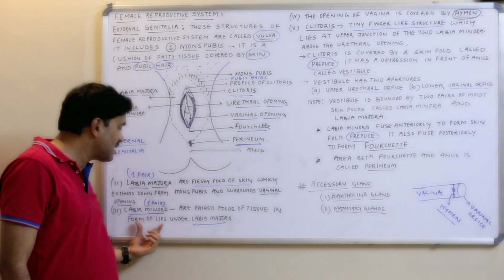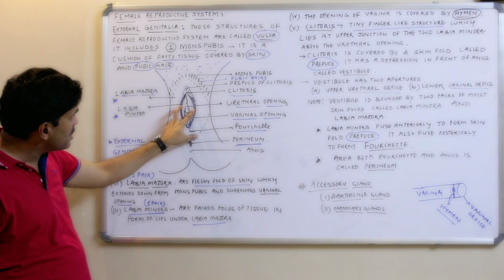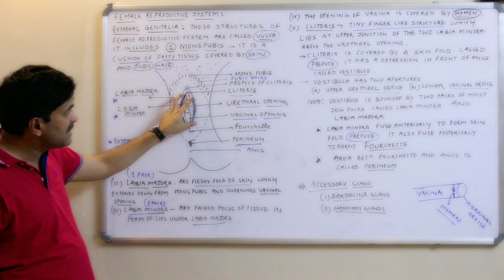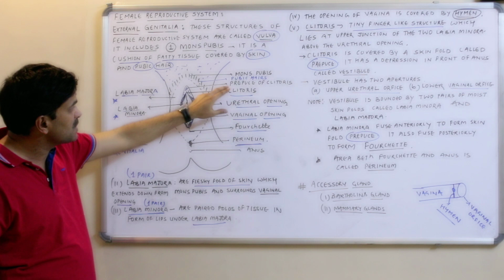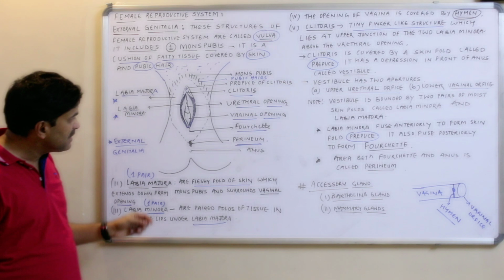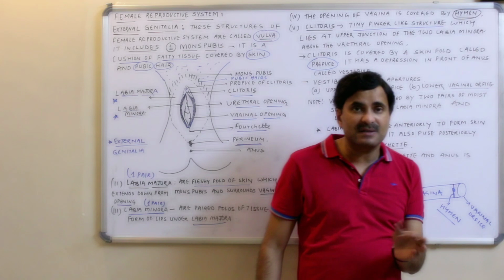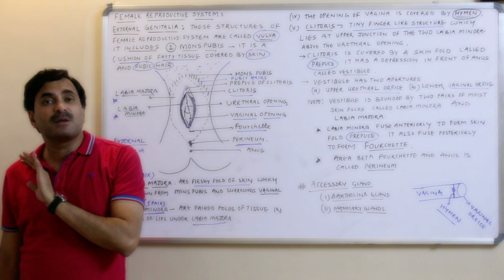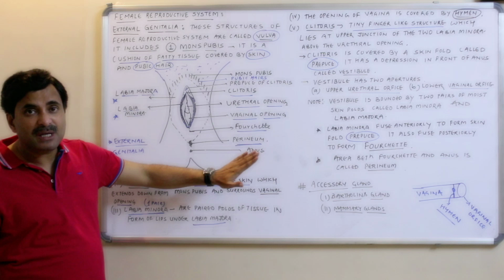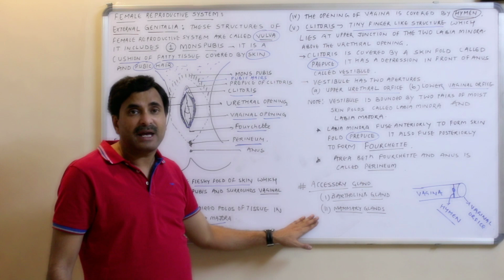Now, the labia minora, which were lip-like structures found inner to the labia majora, fuse anteriorly to form a skin fold called the prepuce, while they fuse posteriorly to form the fourchette. And the area present between the fourchette and the anus is called the perineum. In some organisms, the perineum has perineal glands, but in the human female reproductive system, the perineal glands are totally absent. Okay. And the last part of the female reproductive system is the accessory glands known as the Bartholin gland and mammary gland. These two glands I will be discussing separately in a separate video.